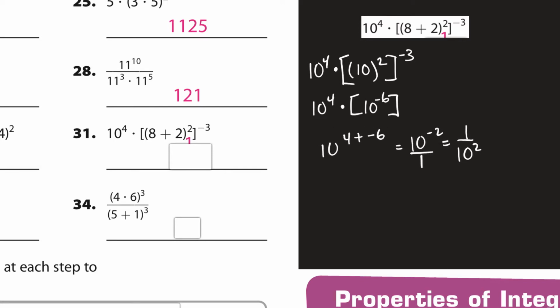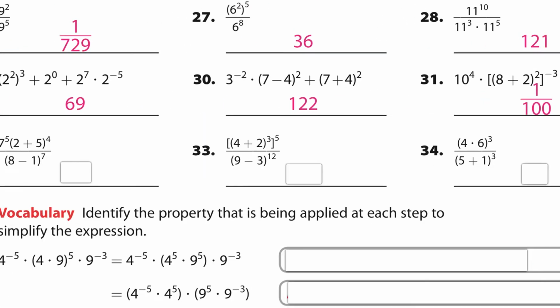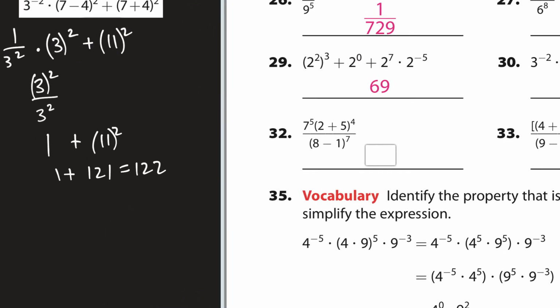No, I can't. It's flipping over too. So this right here is flipping over like that, and the sign is changing. Okay, so 1 over 10 to the second, that is 1 over 100, and that's what we should expect to see right here.